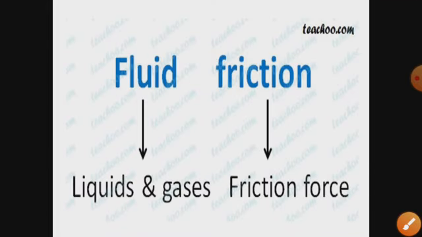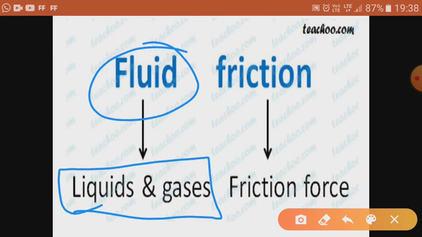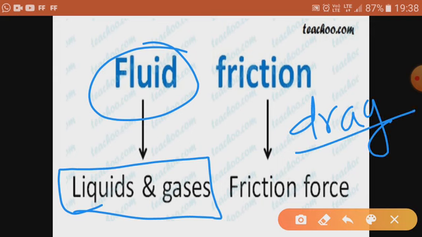Now the next one is fluid friction. This is a type of friction which is exerted by fluids, that is, gases and liquids. They are together called fluids. Fluid friction is also called drag. What is another name for fluid friction? That is drag. Fluid friction is the friction exerted by liquids and gases.